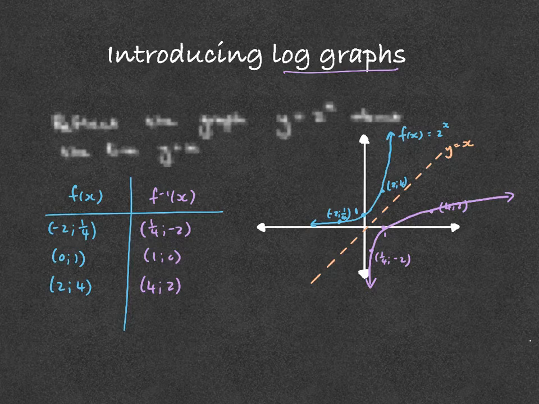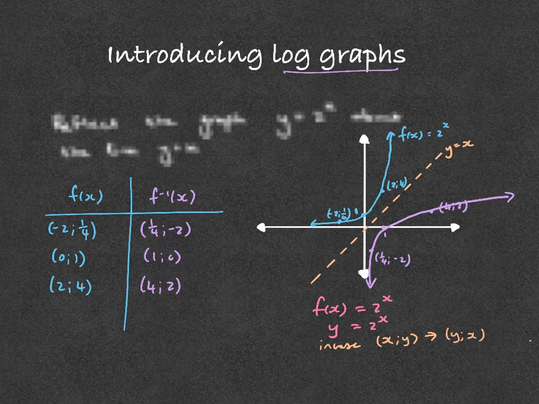Okay, so we've done a bit of logs, so let's just go through this. So the original function, f of x is equal to 2 to the power of x. Okay, that means, of course, y is equal to 2 to the power of x. If we're going to find the inverse, the inverse means you are going to go from (x, y) to (y, x), because you reflect about the line y is equal to x. That's what inverse means. So therefore, it is not y is equal to 2 to the power of x, but x is equal to 2 to the power of y.